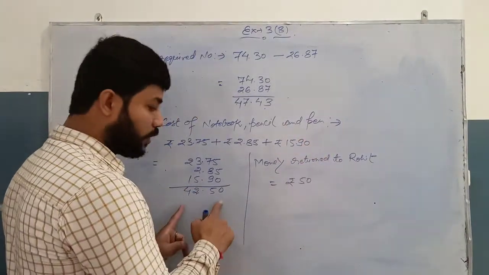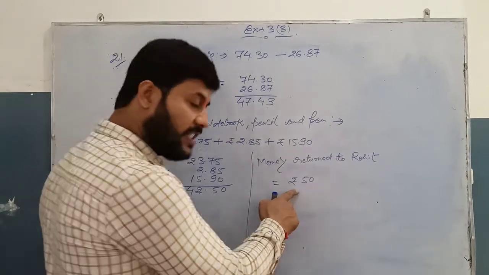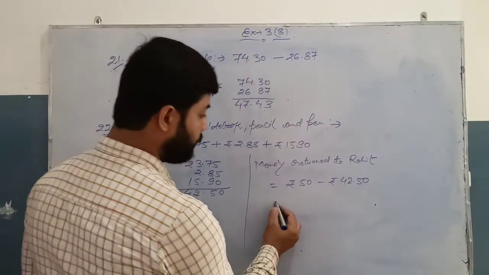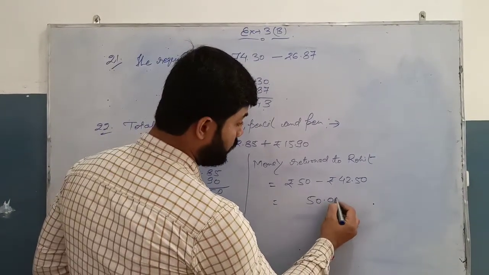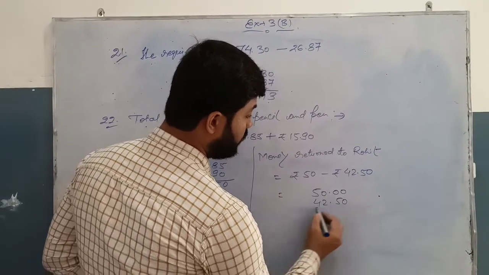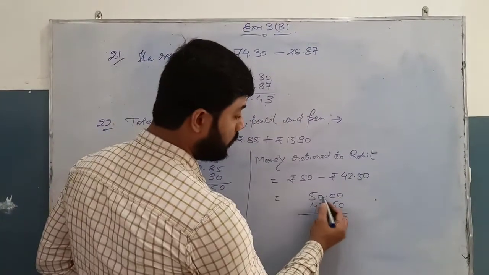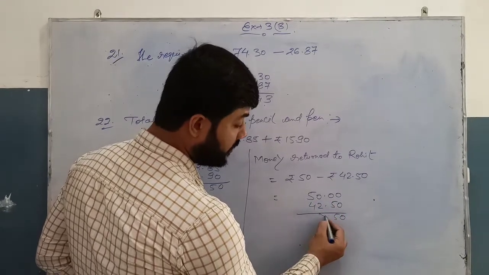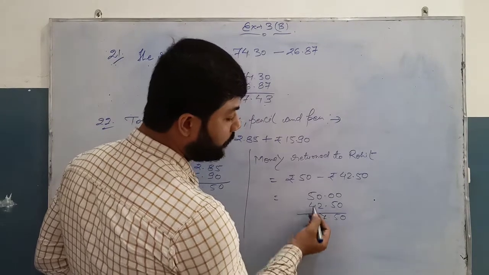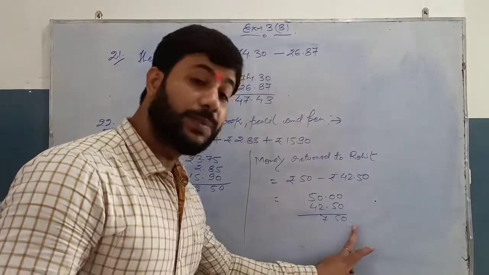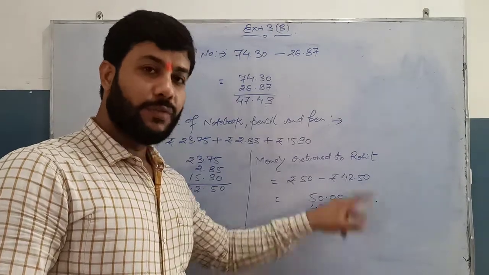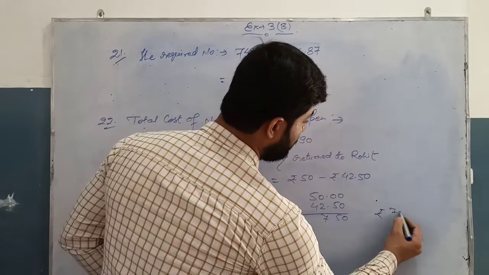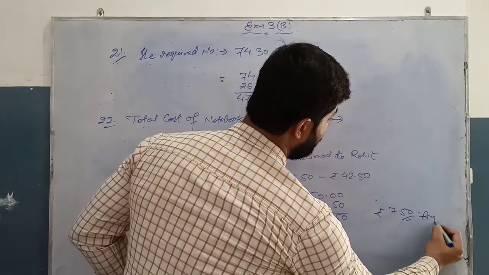So we will reduce 42.50 from rupees 50. Rupees 50.00 minus 42.50. We will take, that is 10, 10 minus 5, 5, 9, 9 minus 2, 7, and here 4 minus 4, nothing. So 7 rupees 50 paise is the money which was returned by the shopkeeper to Rohit. So that is 7 rupees 50 paise, your answer.